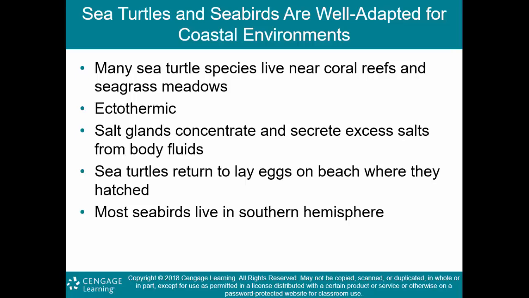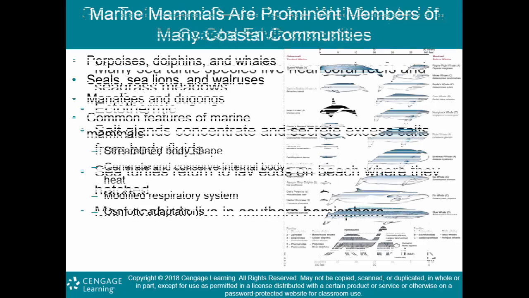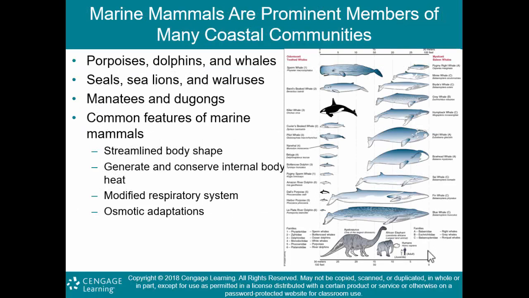And interestingly enough, most seabirds actually live down in the southern hemisphere where there's tons more ocean. So now on to everybody's favorite marine mammals. They are, of course, the prominent members of many coastal communities. And we are talking about whales and dolphins and manatees and sea lions and walruses and tons of different little creatures. And there's a great schematic in the book.